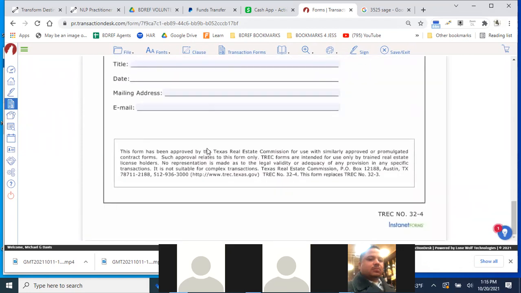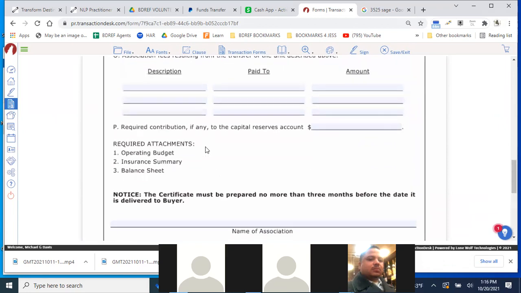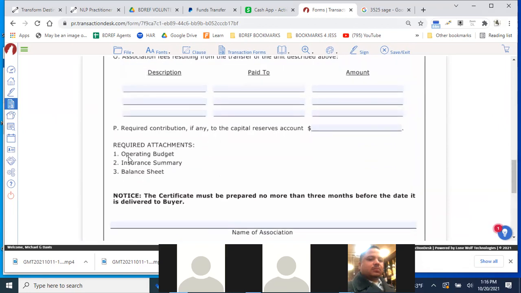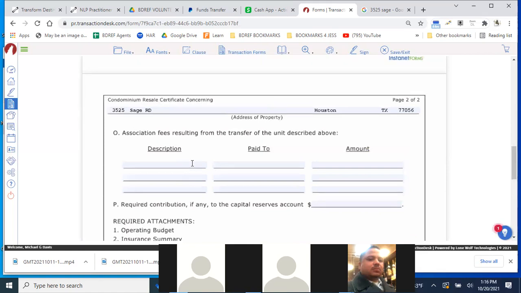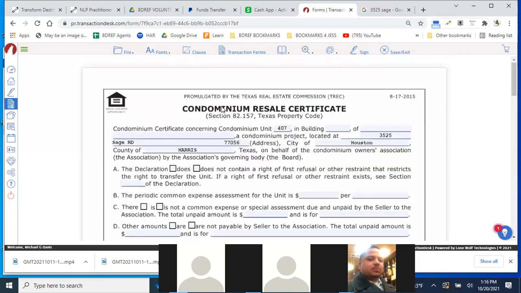And then that's it, sign it and send it back. Like I said, the lender is going to want to, and then right here it says required. So they have to include their operating budget, insurance summary, and balance sheet. These are things that the lender, if your person's getting a loan, is going to want to see. So go ahead and be in front of it.